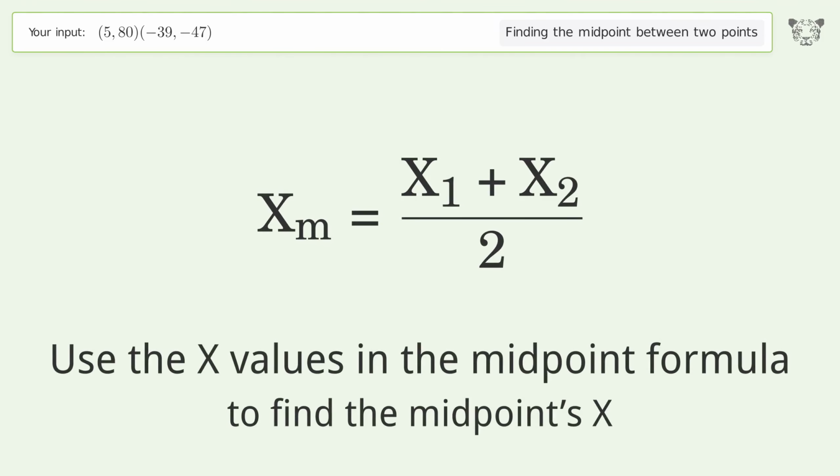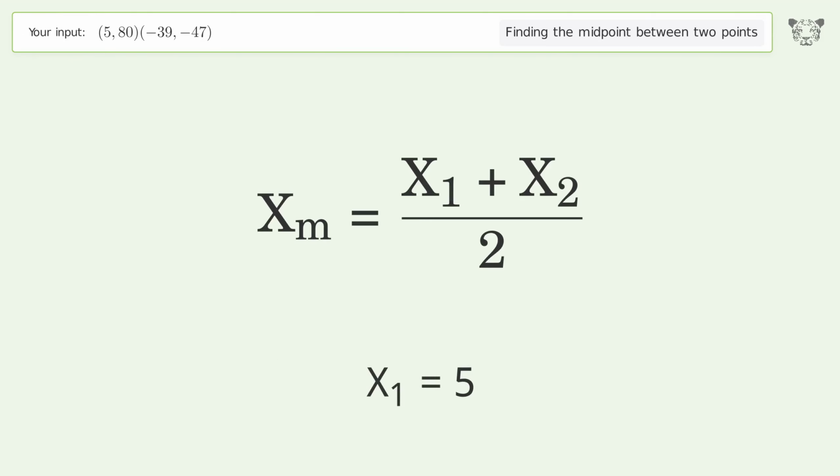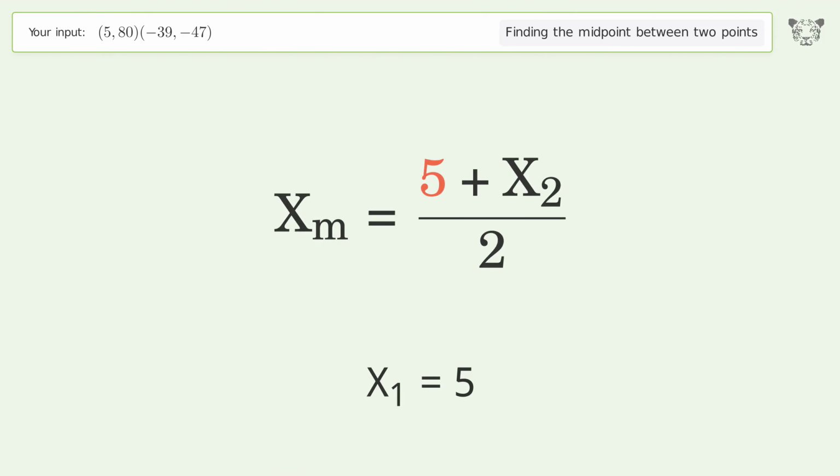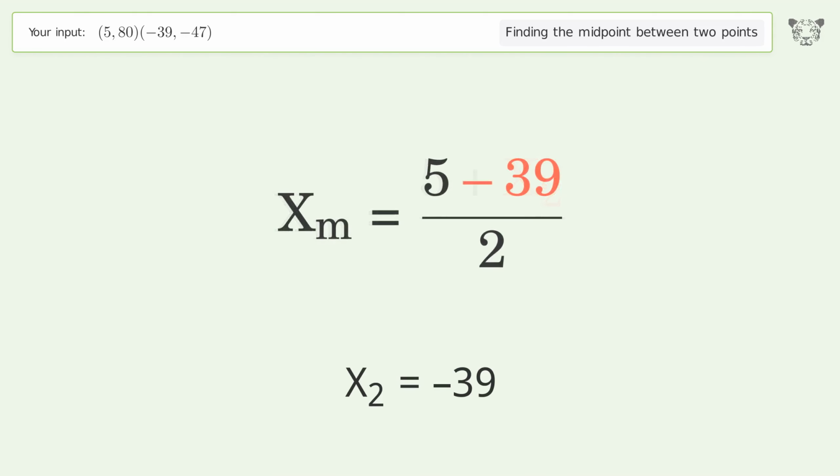Use the x values in the midpoint formula to find the midpoint's x. x1 equals 5. x2 equals negative 39. Simplify the arithmetic.